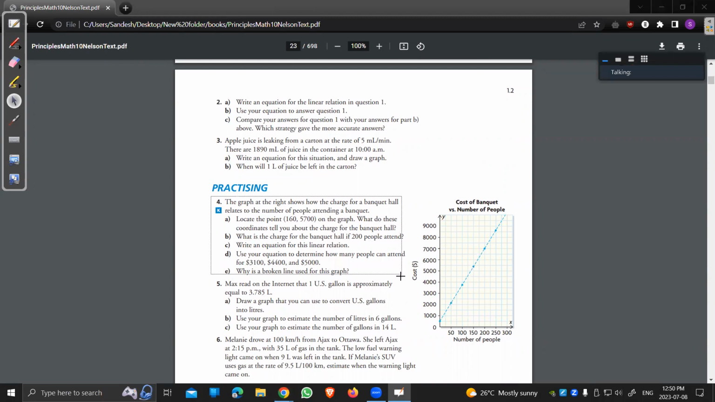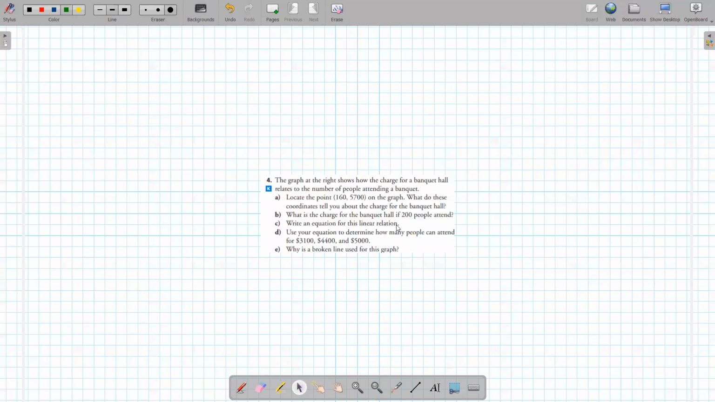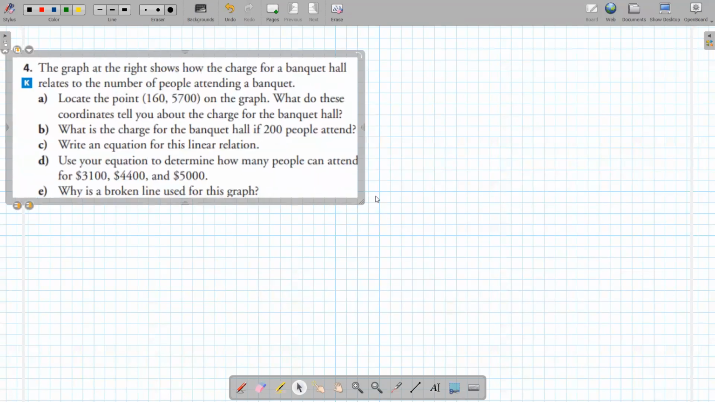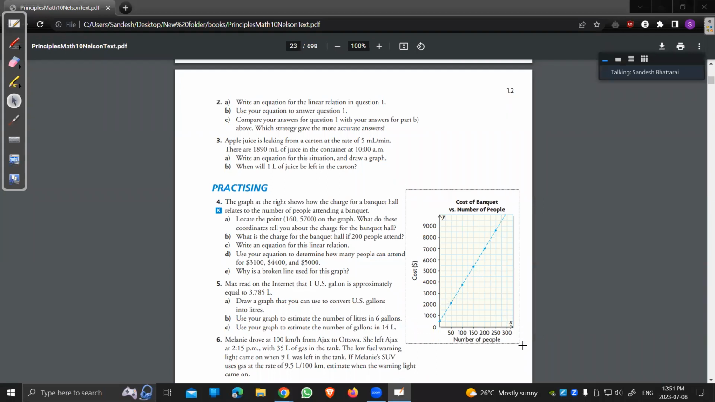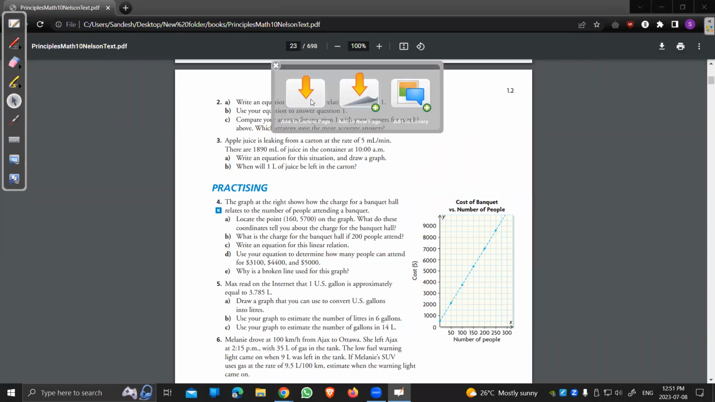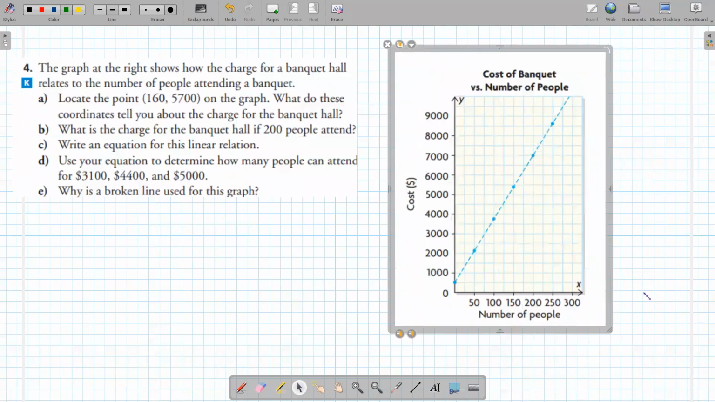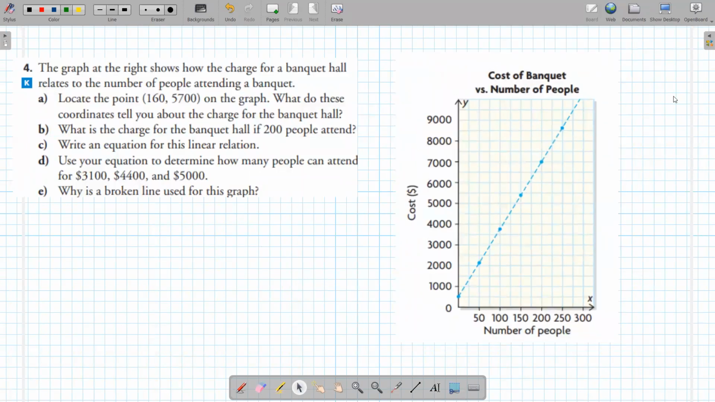Let's do another question here. The K there is for knowledge, which means it's not a tricky question. It's straightforward. So on the x-axis, we have the number of people. On the y-axis, we have the cost. Locate the point 160.